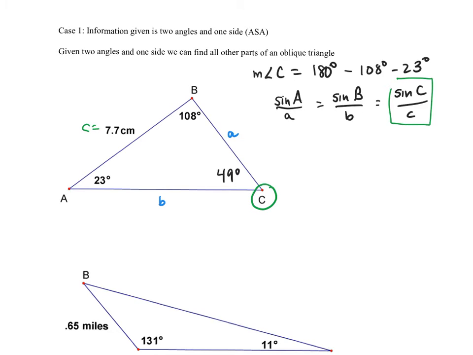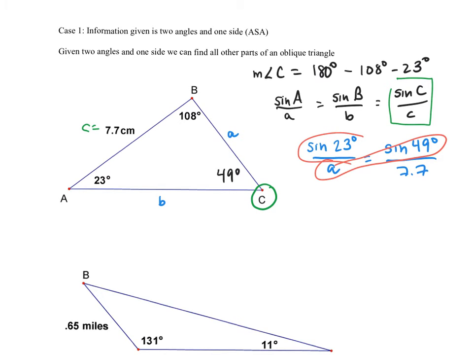It doesn't matter. I'll start by finding side A. So we know sine of A. Well, I do know what angle A is. It's 23 degrees over little a, because I don't know what that is, equals sine of C, but C is 49 degrees over little c, which is 7.7. Now, sine of 23, sine of 49, those are both numbers. 7.7 is obviously a number, so you're really just trying to solve a proportion with numbers in one variable.